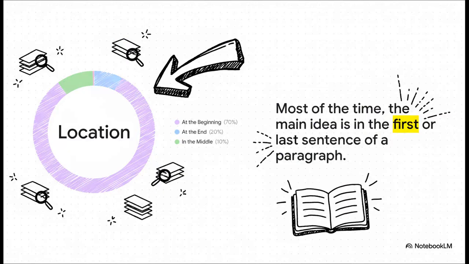And here is the best part. You don't have to hunt for it randomly. A whopping 70% of the time, the topic sentence is the very first sentence of the paragraph. It makes sense, right? Writers usually tell you their point and then they prove it. Yeah, sometimes it's at the end, kind of like a summary, but knowing to look at the start first, that is a massive head start.